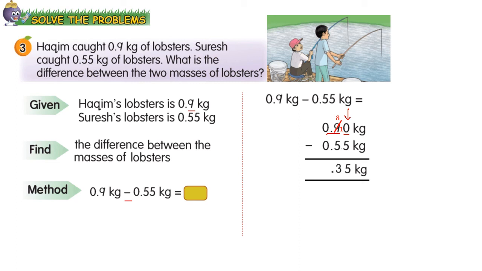Don't forget the decimal. Make sure you align the decimal point down. And then 0 minus 0 is 0. So the answer is 0.35 kilogram. So the difference between the masses of lobsters, Hakim's lobsters and Suresh's, is 0.35 kilogram.